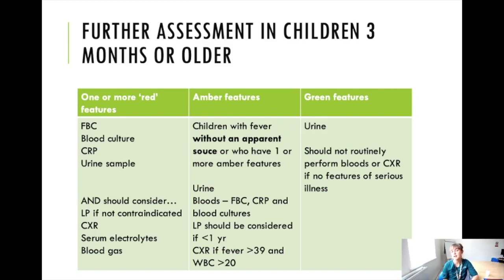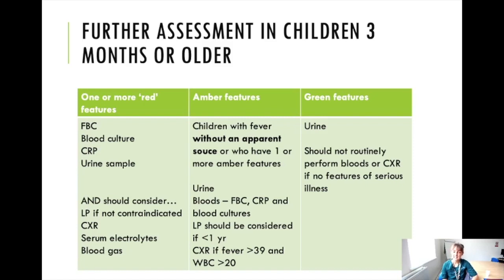But if you don't have an obvious source and you have a bit of a hunch with these amber features, or something that's not quite right, so one or more of those amber features, then you want to be doing a little bit more digging. I don't think it's good enough at that point to just send them home thinking, well, it's most likely going to be an URTI or upper respiratory tract infection. You're not really covering your back there, and you don't want to be missing anything.